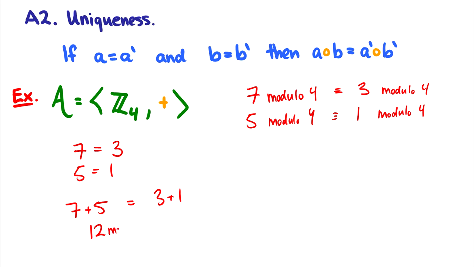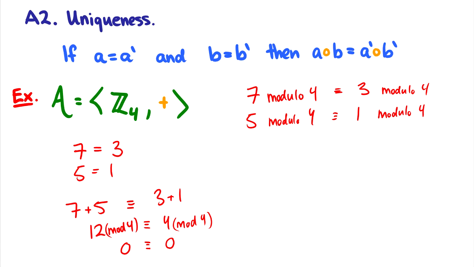So 7 plus 5 is 12. I should write mod 4 here just so the math people don't get mad at me. But so 12 mod 4 should be equivalent to 4 mod 4. And is this true? Well, 12 divided by 4 is 3 remainder 0. And 4 divided by 4 is 1 remainder 0. So yes, this is the case. It satisfies uniqueness.